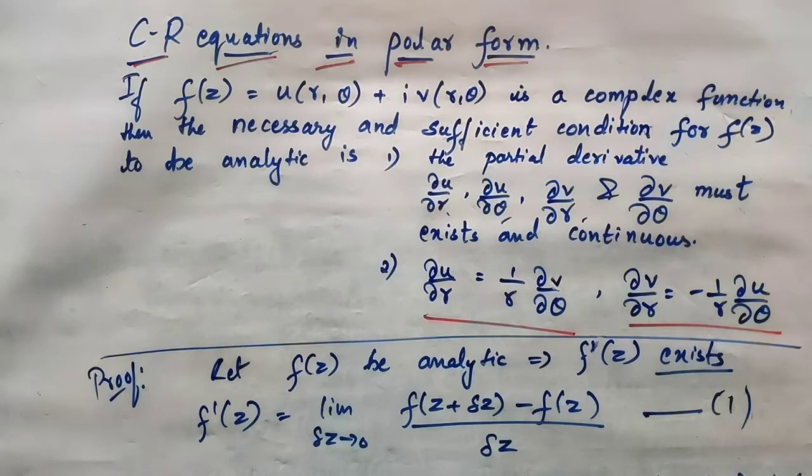Now not always will you have a function in Cartesian form. You may end up with a function where you need to take polar coordinates. That time you also need the CR equations in polar form. So let us derive them and then go back to the problems in polar form.